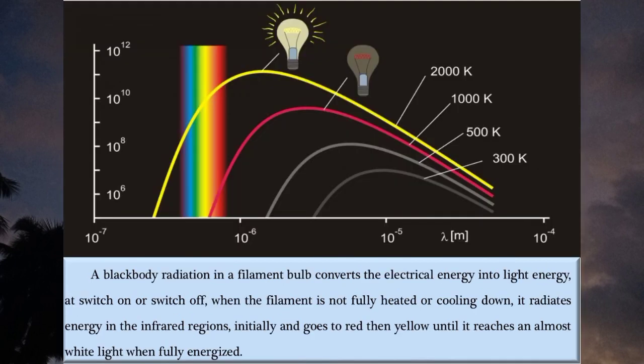A blackbody radiation in a filament bulb converts the electrical energy into light energy at switch on or switch off. When the filament is not fully heated or cooling down, it radiates energy in the infrared region initially and goes to red, then yellow, until it reaches an almost white light when fully energized.